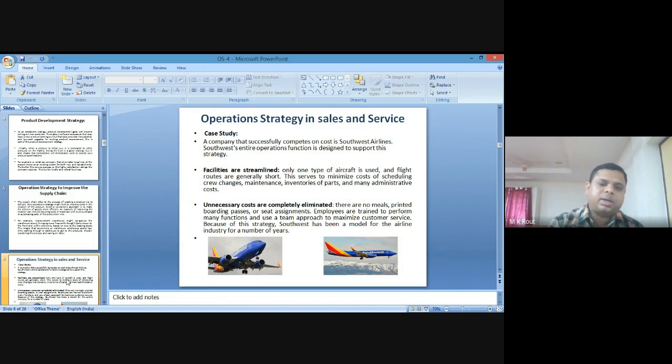But in the case of Southwest Airlines, they directly eliminate meals, printing of boarding passes, and seat assignments. All of these things are reduced, and they focus on employee training. Through employee training, the employees are greatly enhanced. They directly approach maximizing customer service. Because of this strategy, Southwest has been a model for the airline industry for a number of years. So this is one type of service which you can increase through operational strategy in the airline industry.